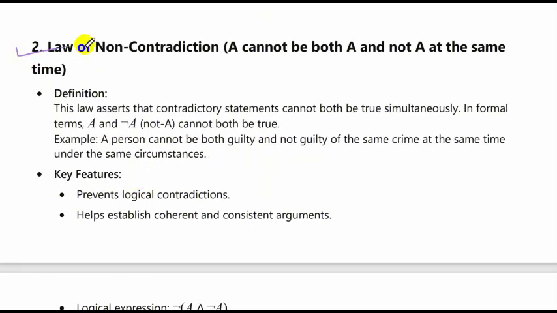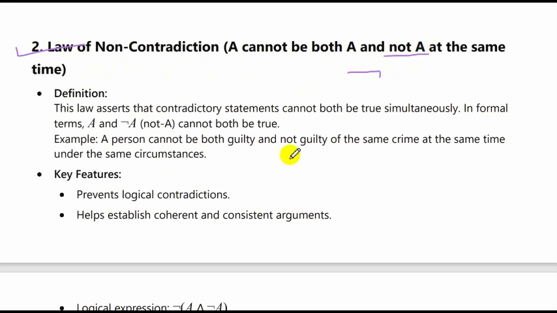Second, the law of non-contradiction. That is, something cannot contradict itself. If I am saying I am Kaiser, I cannot be other than Kaiser. If I am a certain person, then I am not some other person. We'll understand through more examples later on. Let's not confuse ourselves. The law of non-contradiction: A cannot be both A and not A, which we already learned.